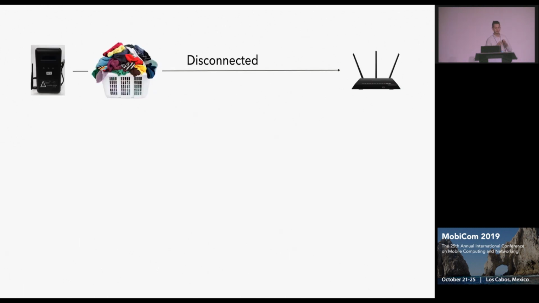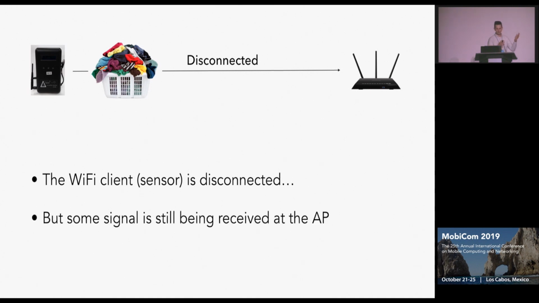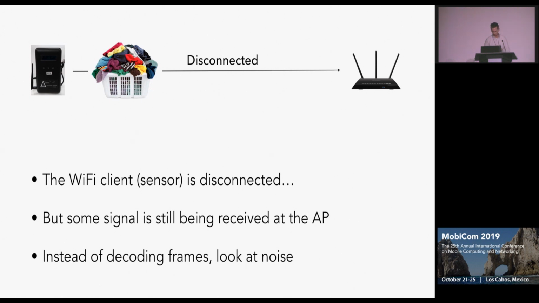Here we have our context where we have our sensor that's disconnected because of a laundry basket or some other obstruction in the way; our environment's changed. The intuition behind this is that the Wi-Fi sensor is disconnected. It's not associated with the access point anymore. But when it transmits out, some of the signal could still be received potentially by the access point. Not enough for it to decode the frame that the client is sending out, but it can still have an effect on the signal and on the noise. So what if instead of worrying about frames, we looked at just the noise? We no longer try to decode frames, we just look at the noise instead.